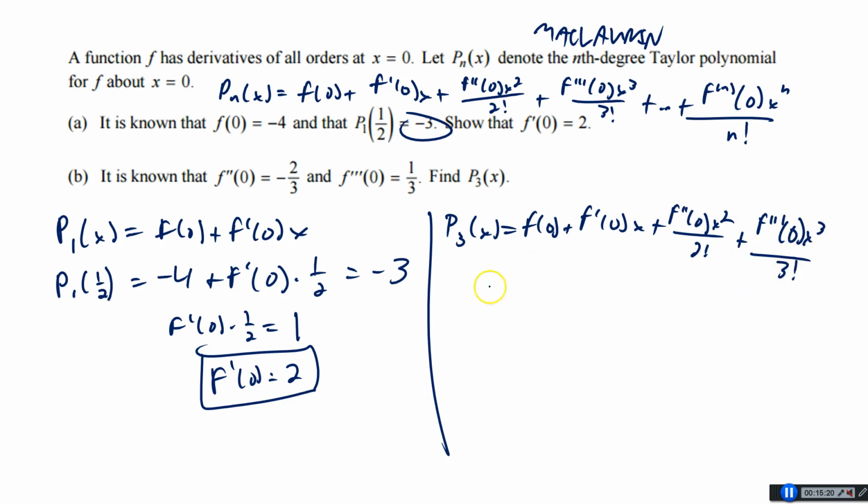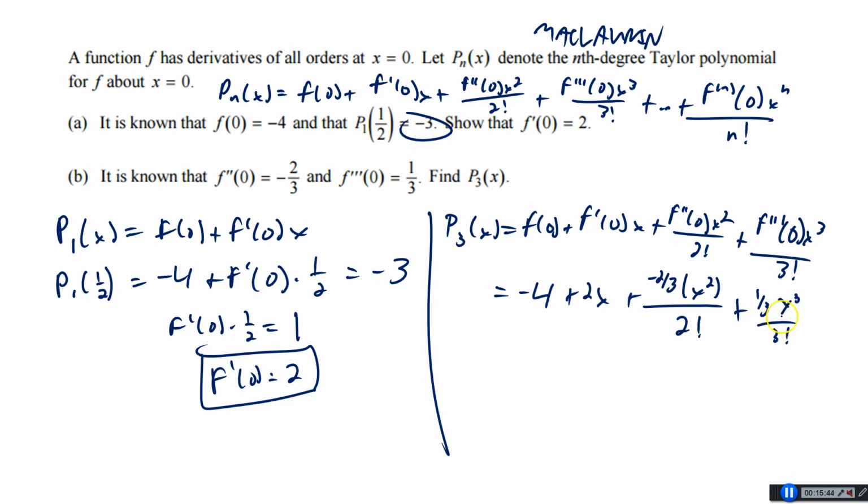So let's plug in what we know. We know f of 0 is negative 4, right? They told us that in the last problem. We now know that f prime of 0 is 2. Now they tell us the second derivative is negative 2/3, times x squared over 2 factorial. They tell us the third derivative is a positive 1/3, times x cubed over 3 factorial.